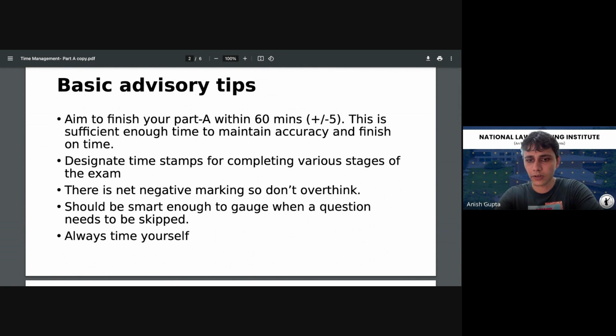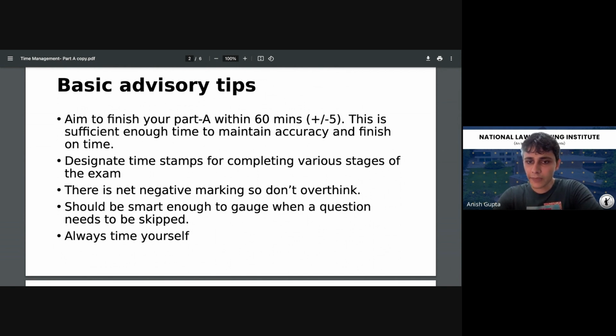So I personally prefer that by the time half of my time is done, let's say 30 minutes, I should have ideally at least attempted 35 to 40 questions. So do have those timestamps, which give you a reality check as you're attempting your paper of how much time has gone through or how much time have you spent on different parts of the paper.